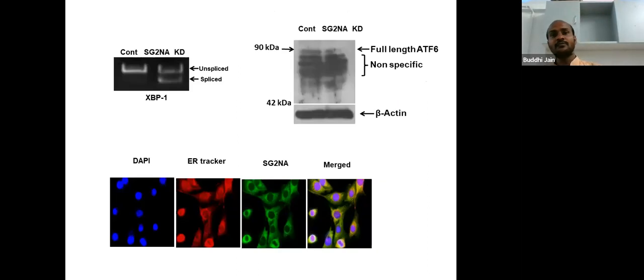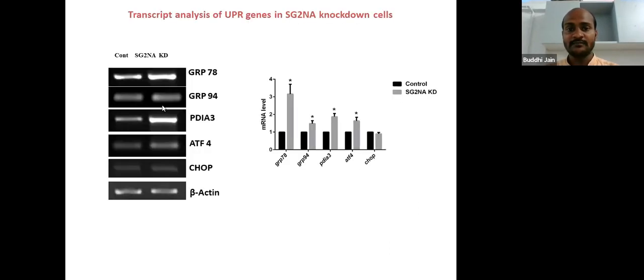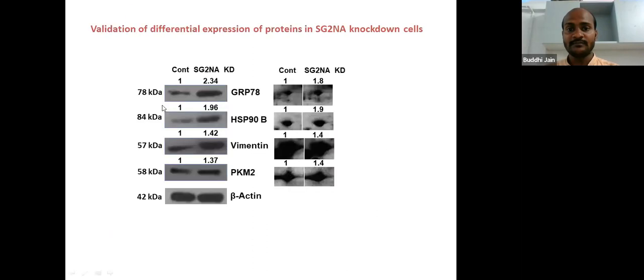Up to this point we are sure that there is an induction of ER stress and activation of the UPR signaling. But next we wanted to confirm whether all three branches of the UPR get activated or a particular branch is activated upon Ag2Na knockdown. So we checked the splicing of XBP1, and we found that in Ag2Na knockdown there is splicing of XBP1, which confirms activation of that branch of the UPR signaling.